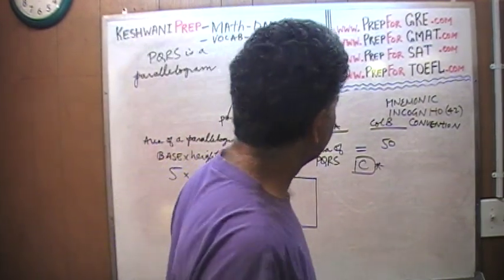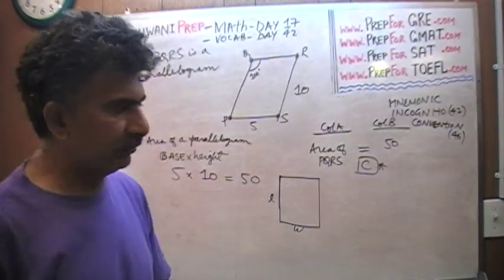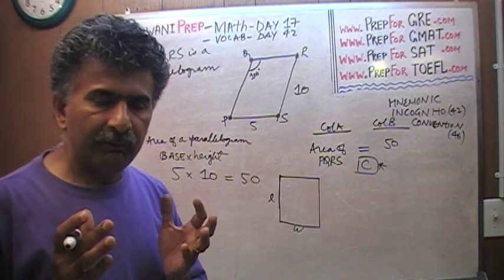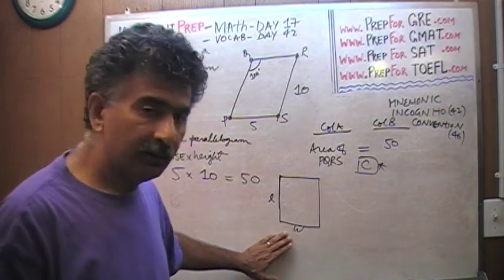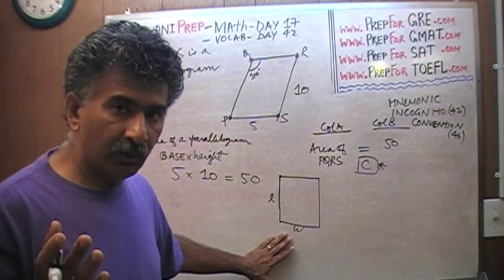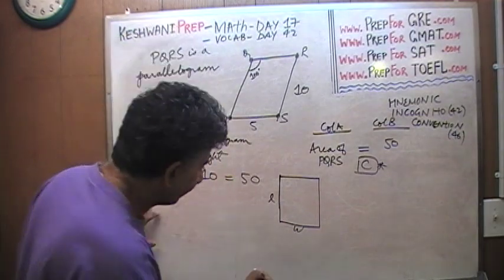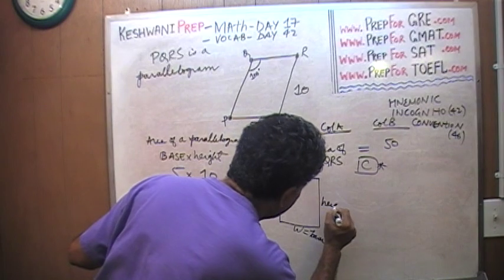Day number 46. If you want to learn this word convention, it just means tradition. Just type in day 46 and you will see it. So the convention is that when you're talking about a rectangle, one speaks in terms of length and width. But when one talks about a parallelogram, one is to speak in terms of base and height, but it's the same thing. Watch this. This is your base, and this is your height.